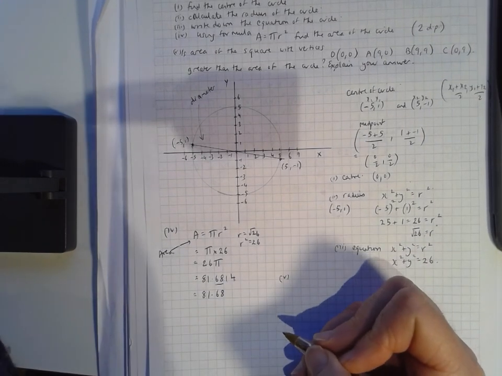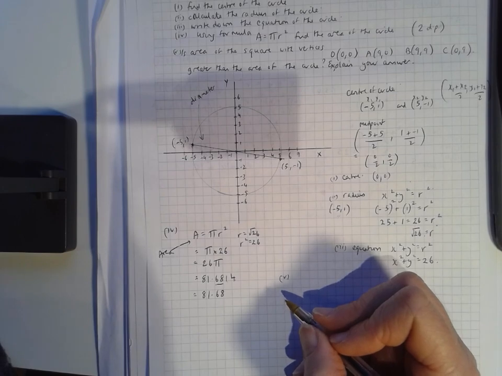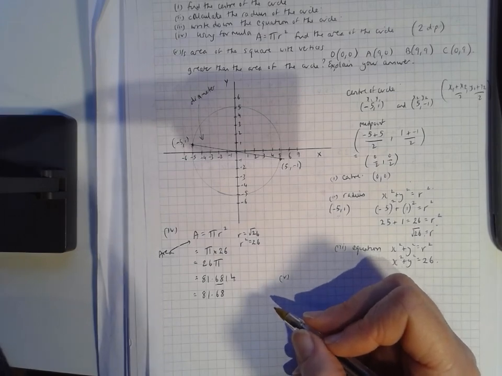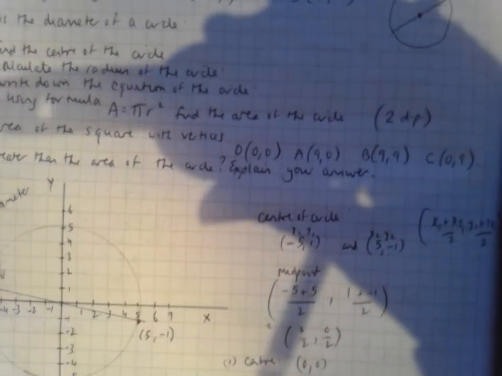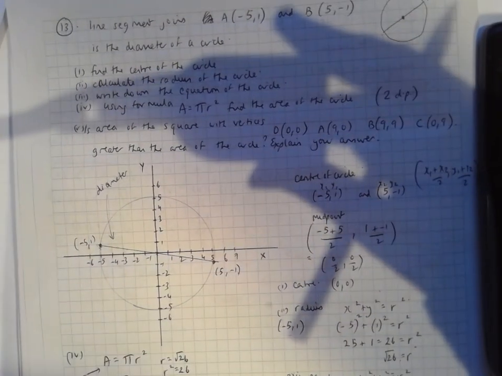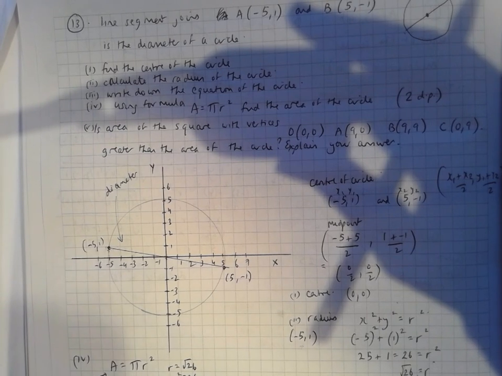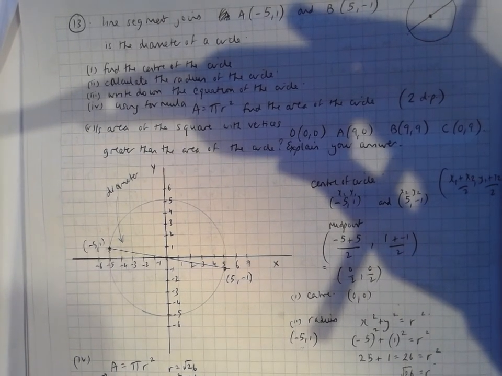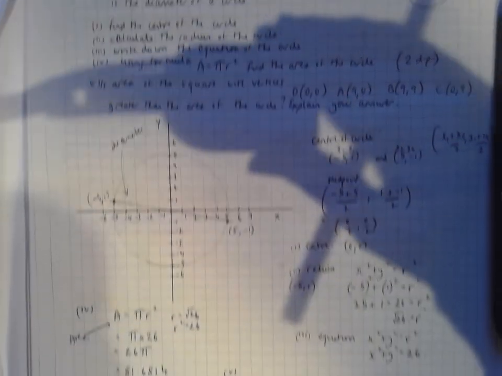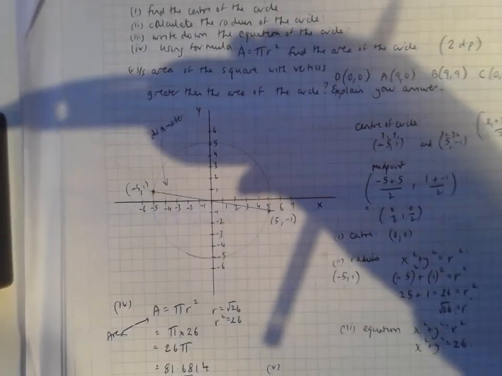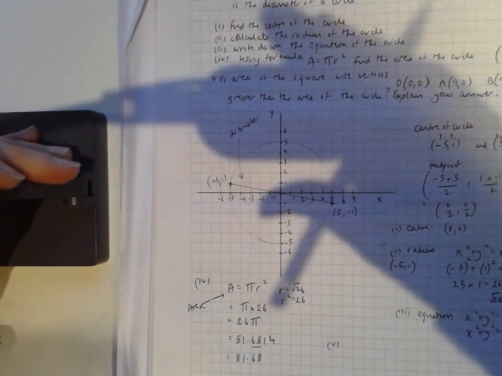Okay, then part 5. If the area of the square, the area of the square with vertices, so it's this bit here, the area of the square with vertices (0, 0), (9, 0), (9, 9), and (0, 9), is it greater than the area of the circle? Explain your answer. So now I wonder, sorry, you can see I'm doing this in the evening and it's a bit darker, that's why there's shadows.